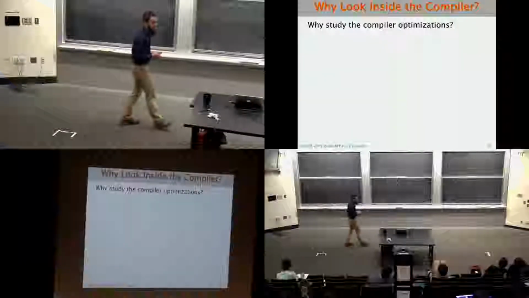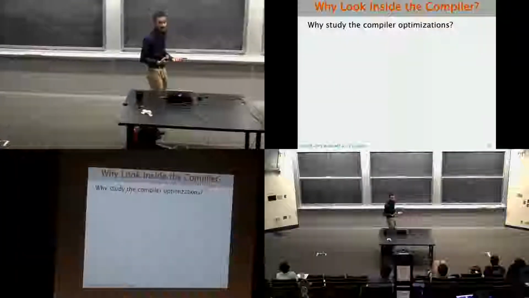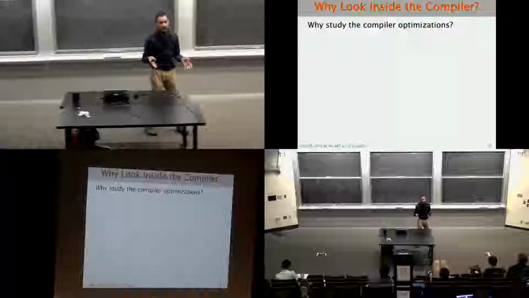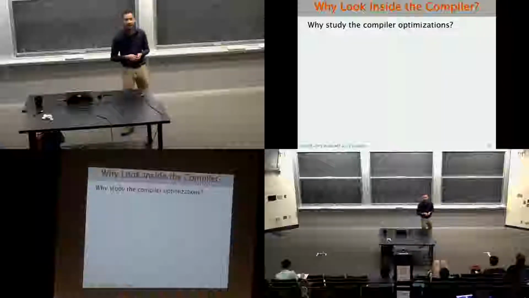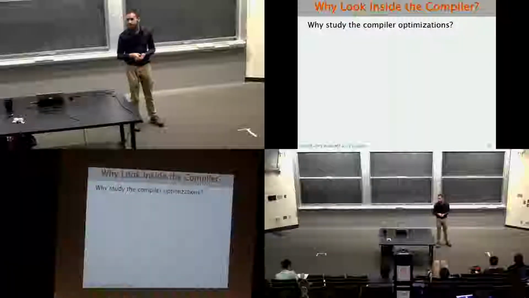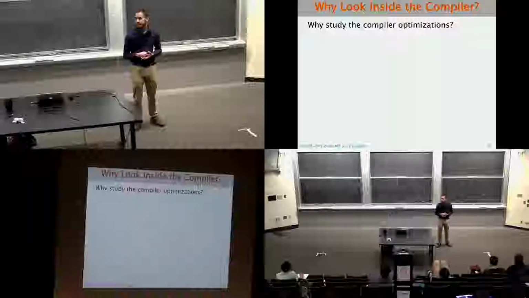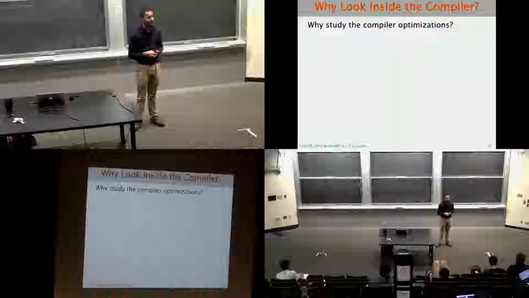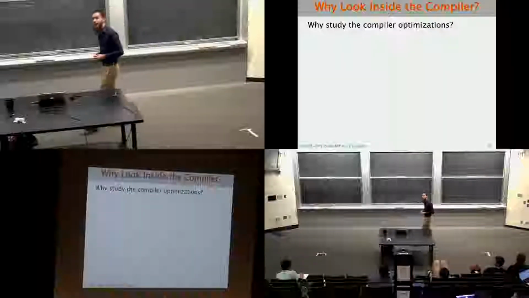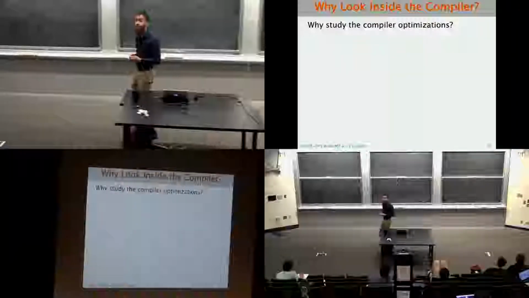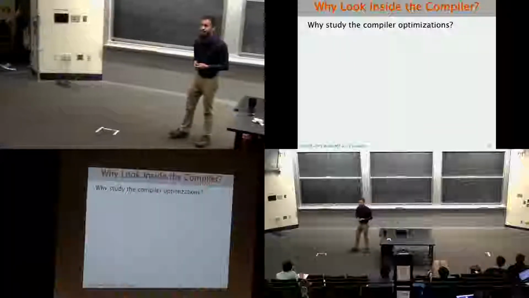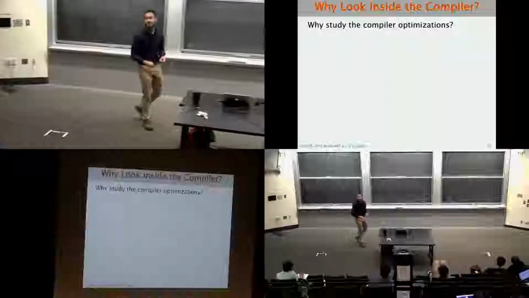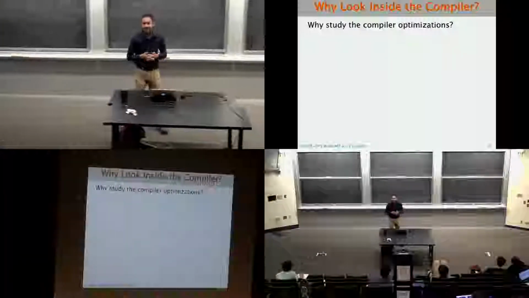But let's take a step back and ask ourselves, why bother studying the compiler optimizations at all? Why should we take a look at what's going on within this, up to this point, black box of software? Any ideas? Any suggestions? In the back. You can avoid manually trying to optimize things that the compiler will do for you. Great answer. Great, great answer. Any other answers?